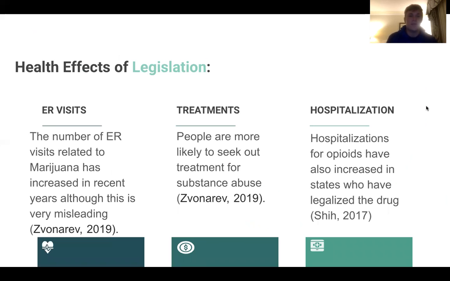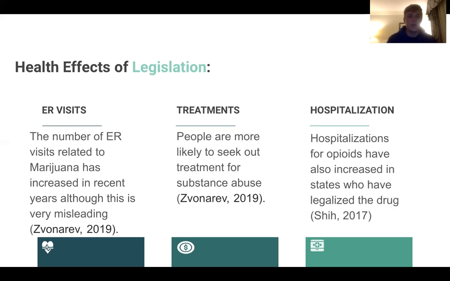For some of the health effects of this legislation, the number of ER visits related to marijuana have increased in recent years, specifically in Colorado, where it has increased by 40% among the residents. This isn't including people from out of state that have traveled to Colorado to get treatment. But this number is often very misleading, as it doesn't account for the increased use of marijuana in the state, as well as the willingness of people to seek out treatment because of the decreased fear of being criminalized for using the drug.